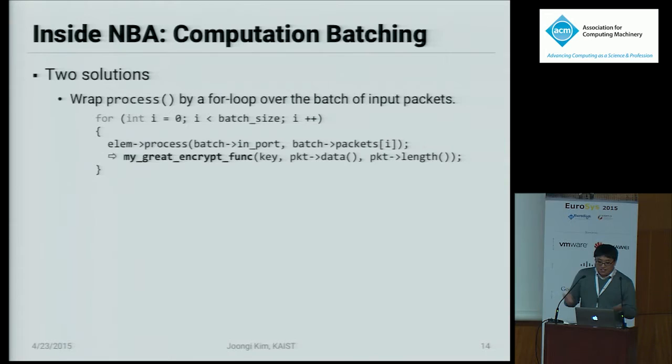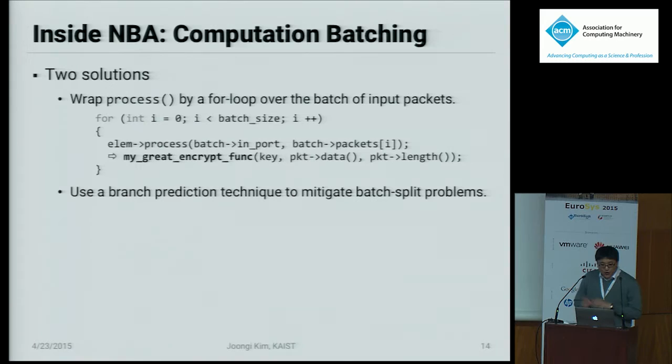So the second one is the interesting part. Elements with multiple outputs in batched modular packet processing pipelines incur high performance overheads due to split of batches. It's because packets in the same batch may take different processing paths after processing. So let me explain more details about this.